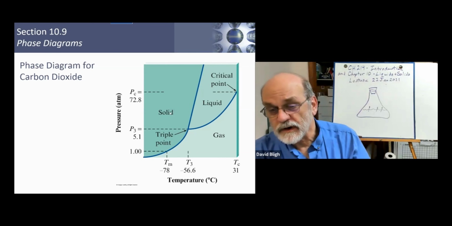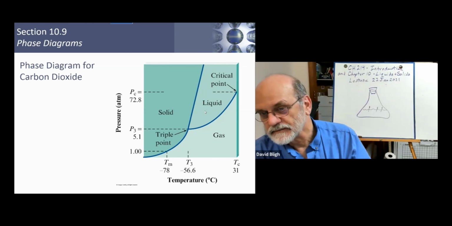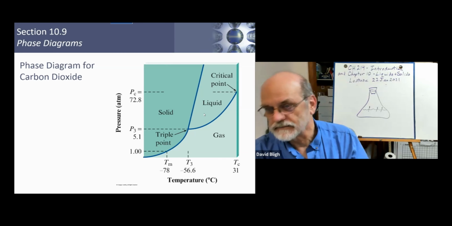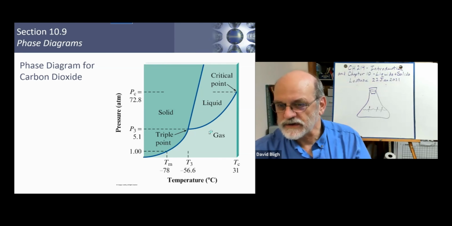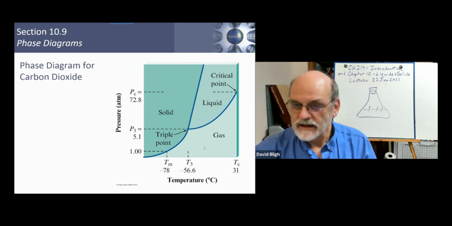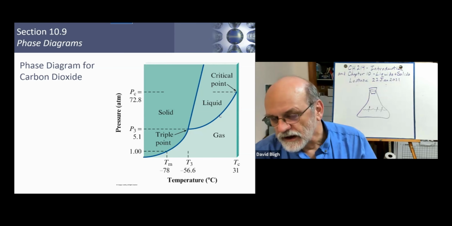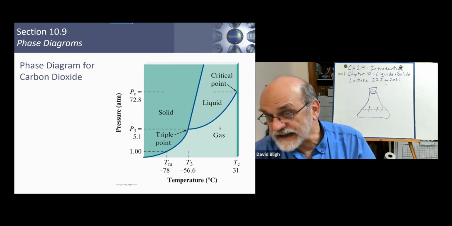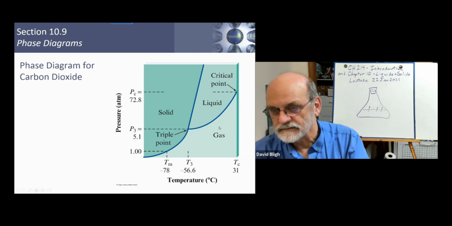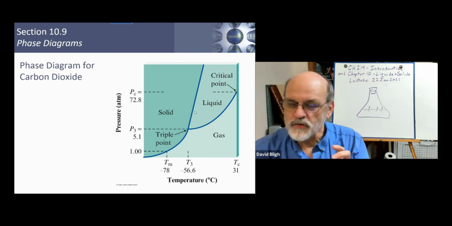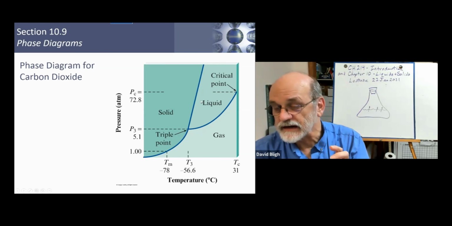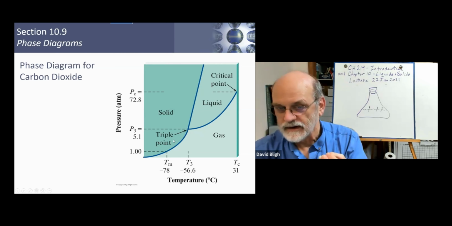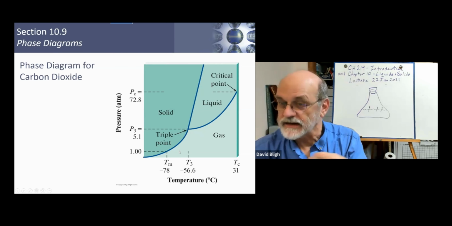If we go from solid to liquid, it crosses this line. And if we go from liquid to gas, it crosses that line. Now, along this line, you have liquid and gas together at the very same time. If you follow this line, anywhere along that line, you have solid and liquid together at the same time. And down here, you have solid and gas at the same time.